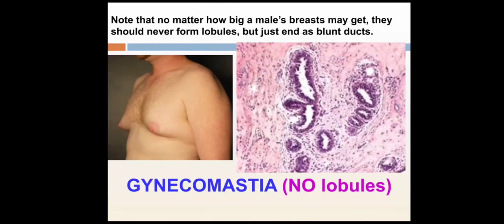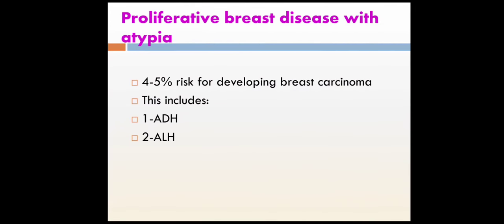Gynecomastia is a condition where there will be enlargement of the male breast, and usually there will be ducts surrounded by hyalinized tissue and chronic inflammatory cells, but there won't be any acini. Then there will be fibrosis in the stroma. The characteristic feature is that they will never form a lobule and they will be just blunt ducts.